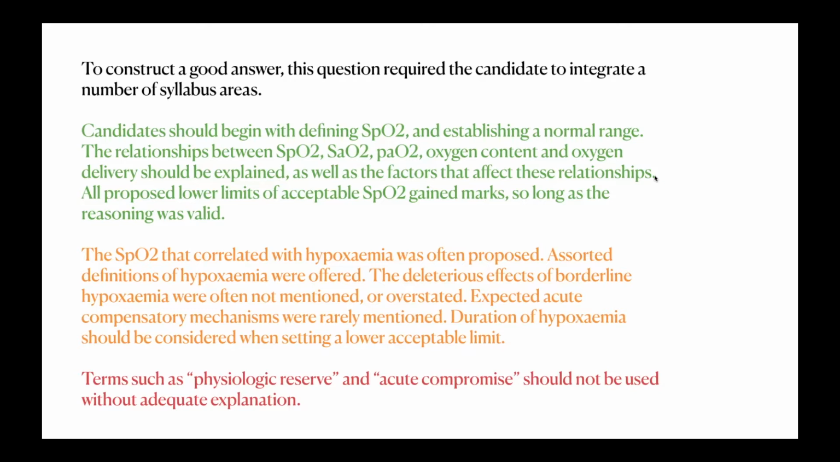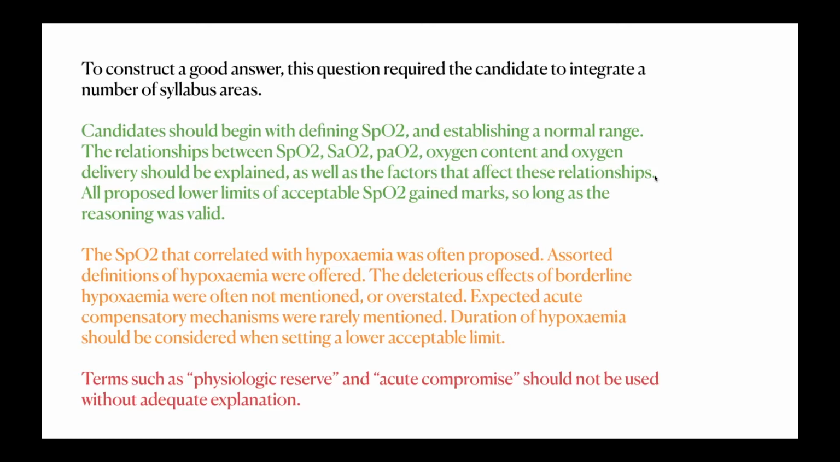All proposed limits of acceptable pulse oximetry saturations gain marks, so long as the reasoning was valid. The pulse oximetry saturations that correlated with hypoxemia was often proposed. Assorted definitions of hypoxemia were offered. The deleterious effects of borderline hypoxemia were often not mentioned or overstated. Expected acute compensatory mechanisms were rarely mentioned. Duration of hypoxemia should be considered when setting a lower acceptable limit. Terms such as physiological reserve and acute compromise should not be used without adequate explanation.